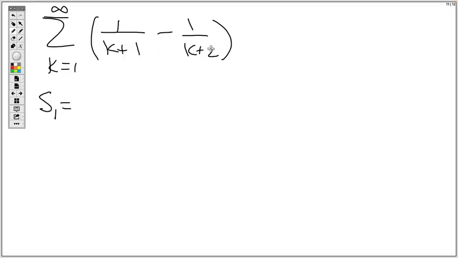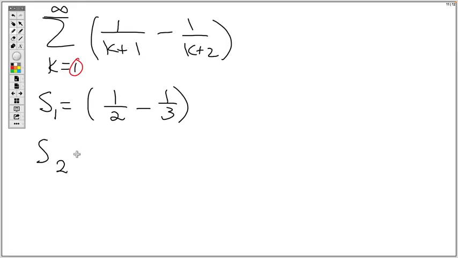Remember, S1 is the sum of the first term. So the first term starts when k equals 1. So that'd be 1/2 minus 1/3. That would be S1. Now we don't want to simplify this because we would just get right back to the simplified version of the partial sum that doesn't give us any pattern. You follow? The whole point of doing the partial fractions was to unsimplify to see what we get.